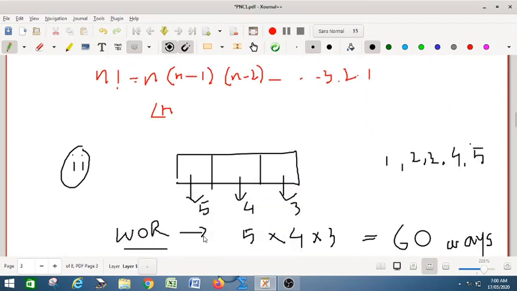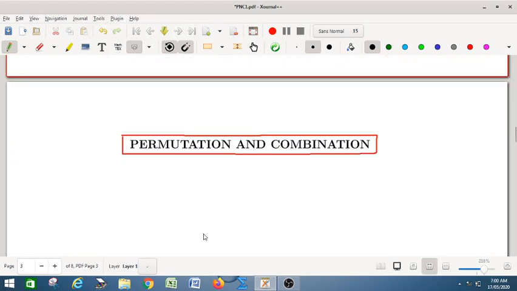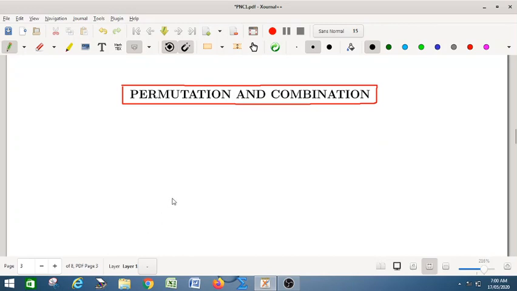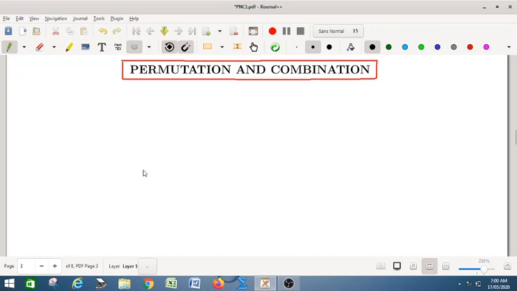Clear? Next we'll move to permutation and combination. Before that I will give you a very interesting example. Suppose A, B, C, D are 4 friends.